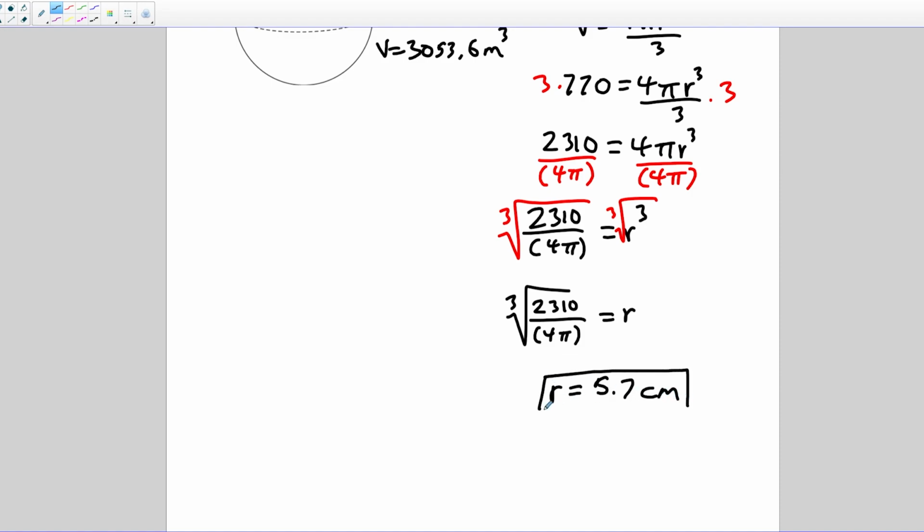So this will be a little bit tricky to pop into your calculator. What I would do first is I would do the 2310 and then divide it by 4 pi in brackets. So basically you're doing 2310 divided by about 12-ish, 12 point something. And then whatever answer you get, you're going to cube root it to get 5.7 centimeters.